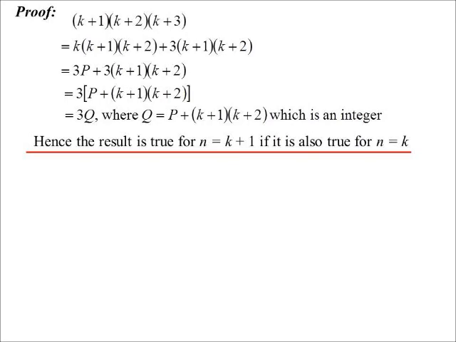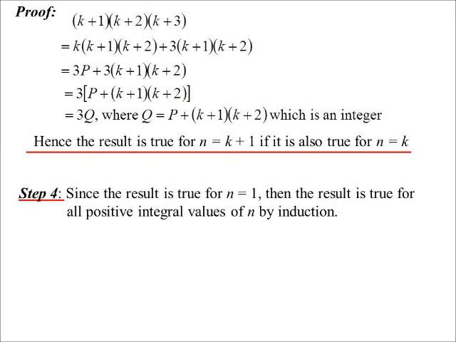So hence the result's true for k plus 1, if it's also true for k. And now we can induce it's true for all. So we proved it was true for n equals 1, so by induction then we can induce that, yep, it'll work for 2, it'll work for 3, it'll work for 4, and so on and so on.